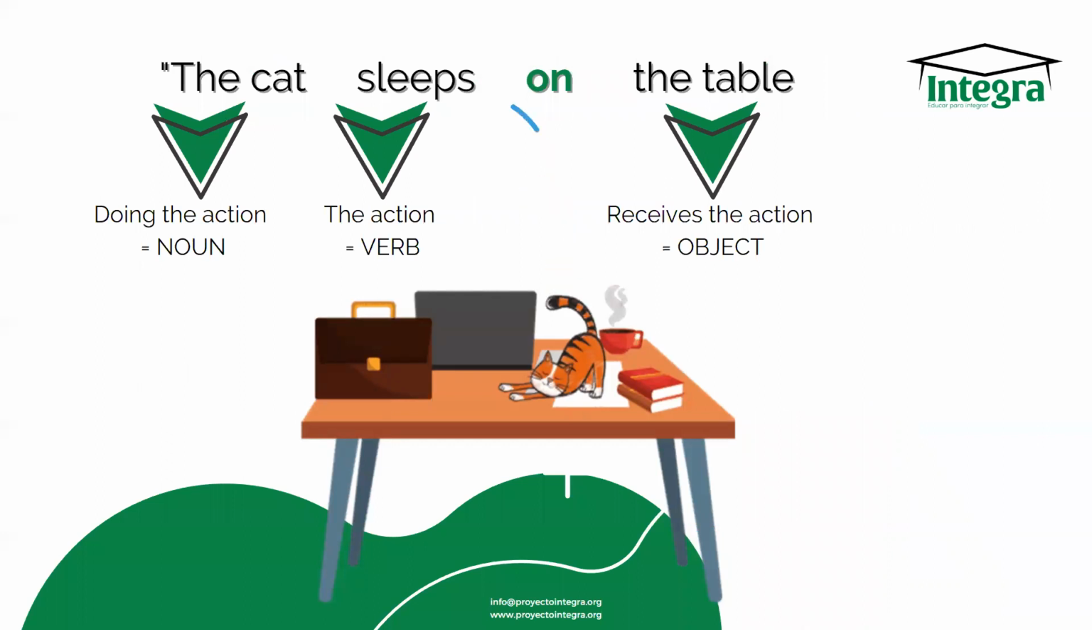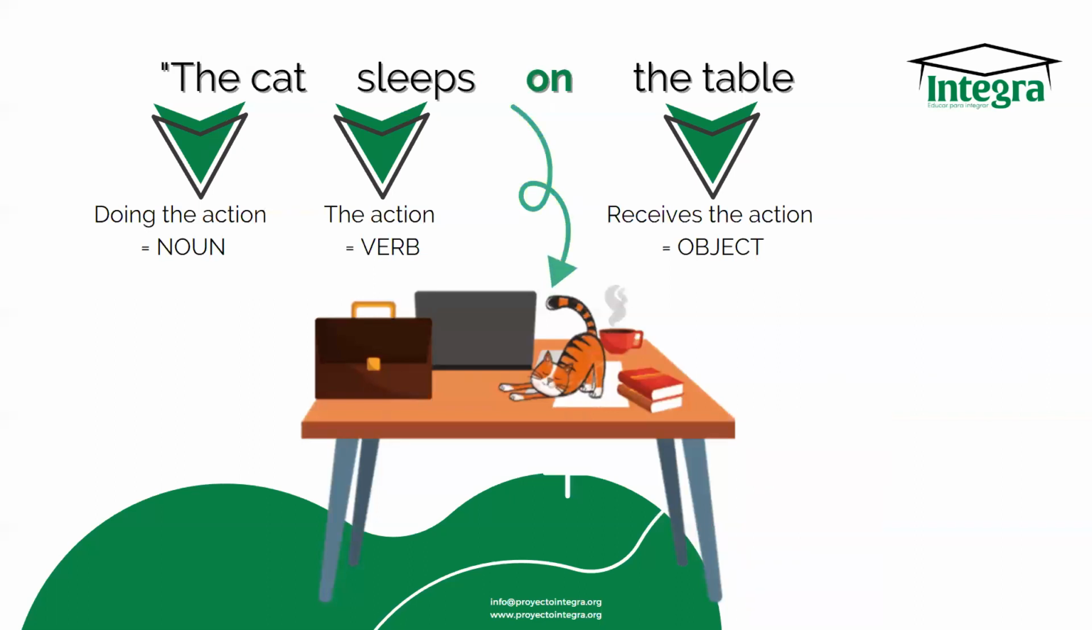For example, in this picture, we can see a cat. The cat sleeps on the table. The cat, in this case, is doing the action. This is what we call a noun.